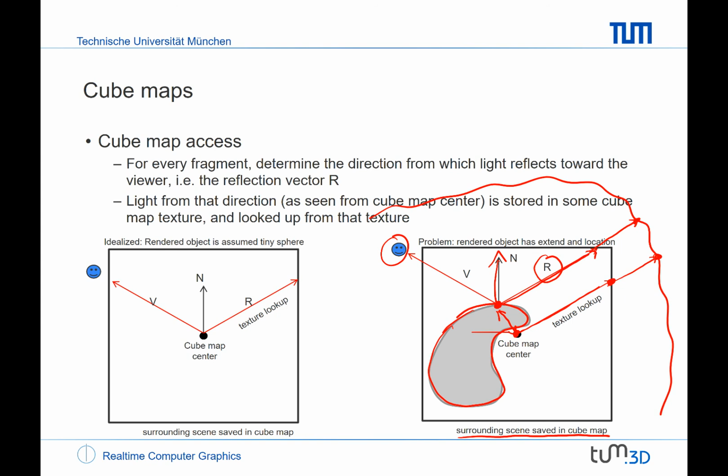Keep this in mind. This is a weakness of the cube maps, and therefore cube maps are in particular good if the environment is far away from that small cube map center sphere which has been used in order to create the cube map. If this is not the case, then you run into problems, because you may look up the wrong environment value if you only consider the reflection vector.